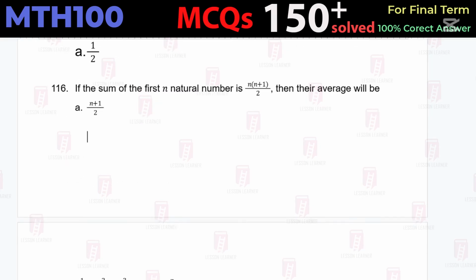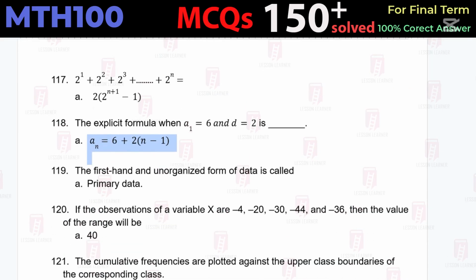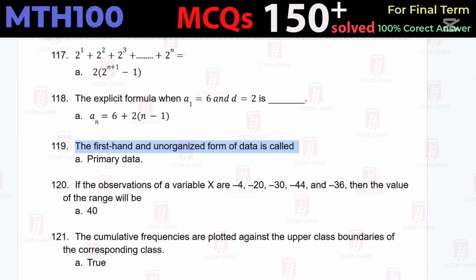2 raised to power 1 plus 2 power 2 plus 2 power 3 and so on till 2 power n is equal to 2 into 2 raised to power n minus 1. The explicit formula when a1 equals 6 and d equals 2 is a n equals 6 plus 2 into n minus 1.